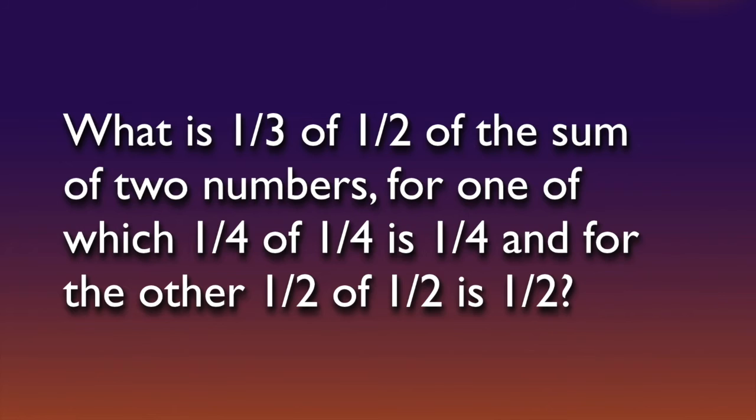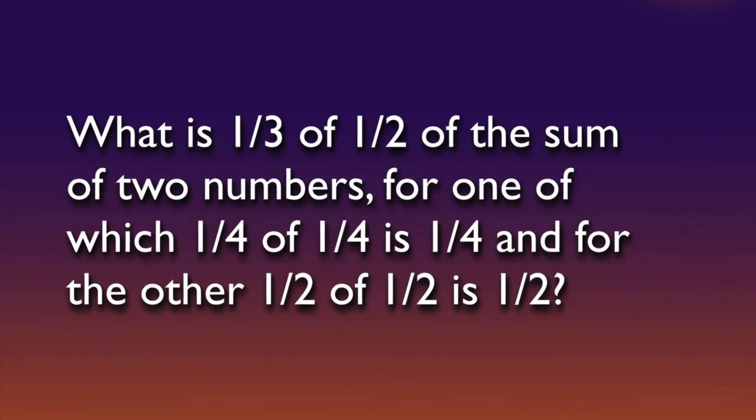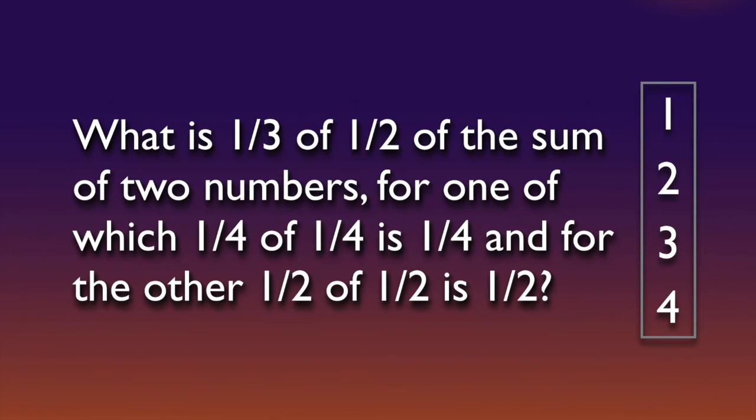What is a third of a half of the sum of 2 numbers, for one of which a quarter of a quarter is a quarter, and for the other a half of a half is a half? Here are the options. Correct answer worth 2 points, remember.